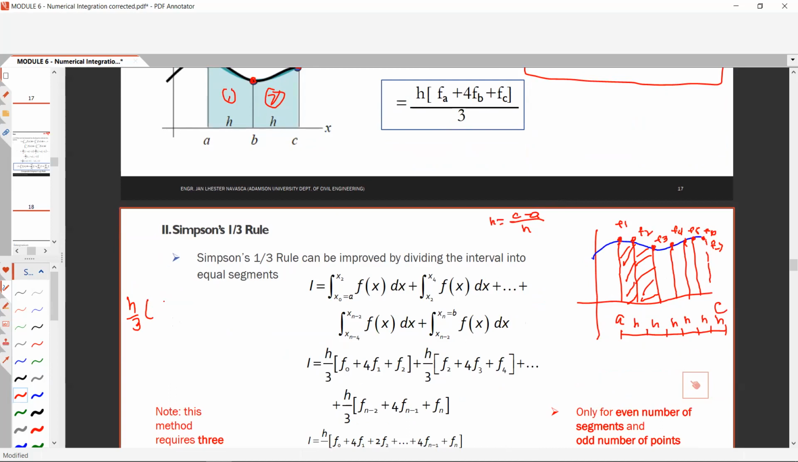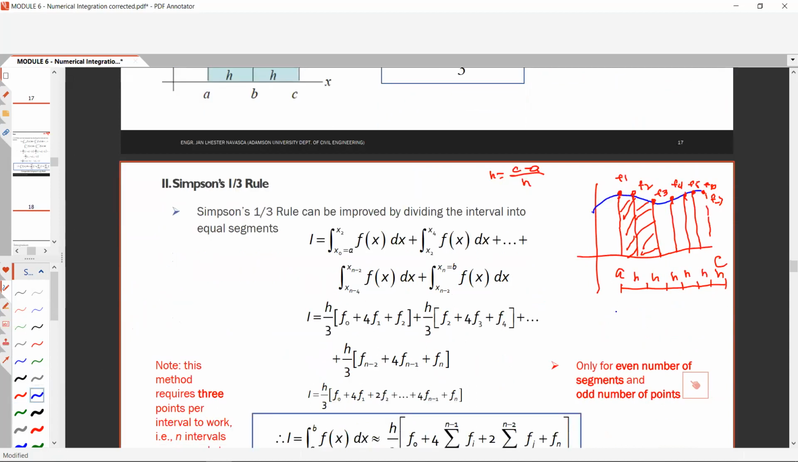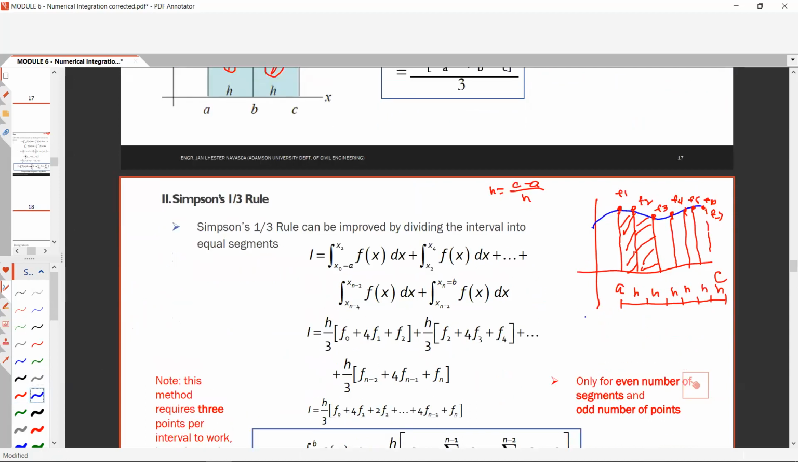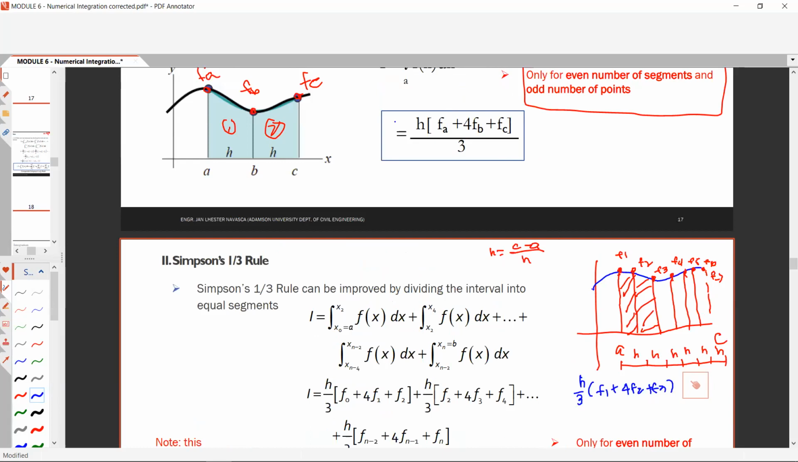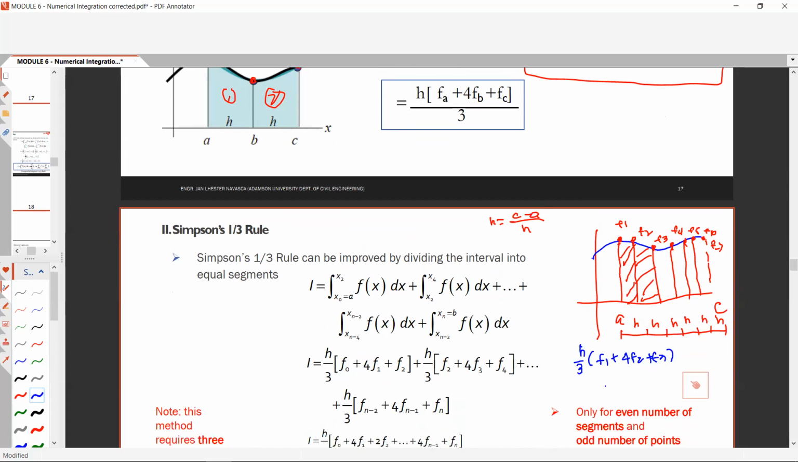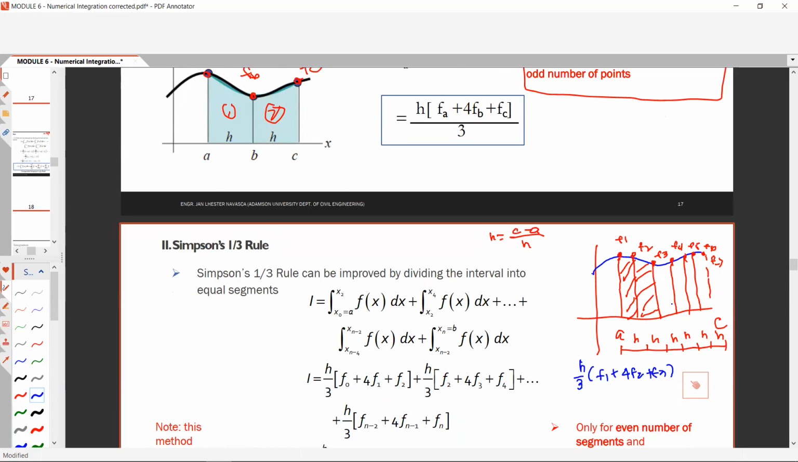Okay? FA, doon na lang tayo sa malapit. Okay, yung first two area is H over 3. Okay? Then F1 plus 4 times F2 plus F3, di ba? Okay, take note, FA, which is now F1, yung gitna, 4 times F2, yung last is F3, okay, H over 3. Ngayon, gawin ulit natin dito sa area na to.